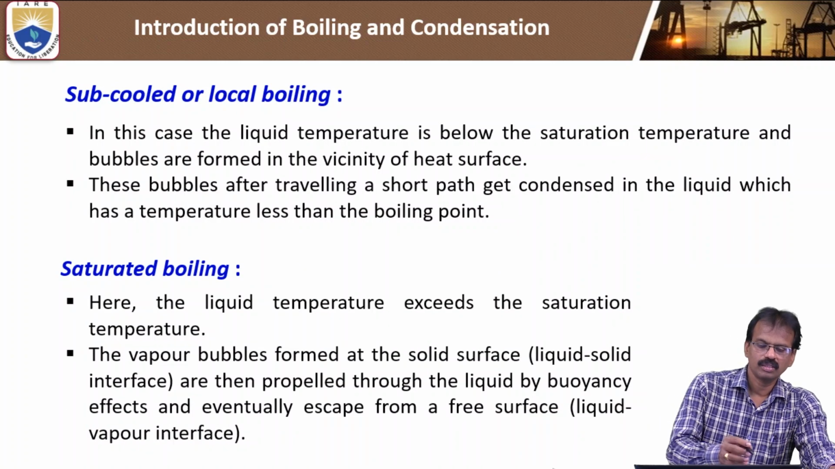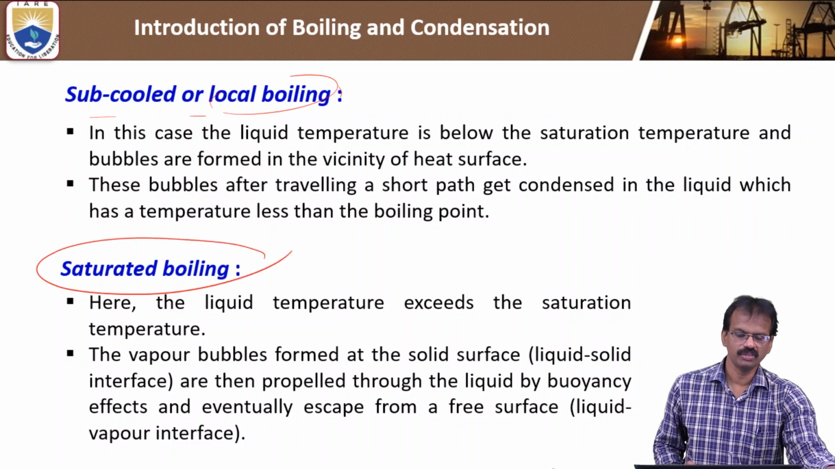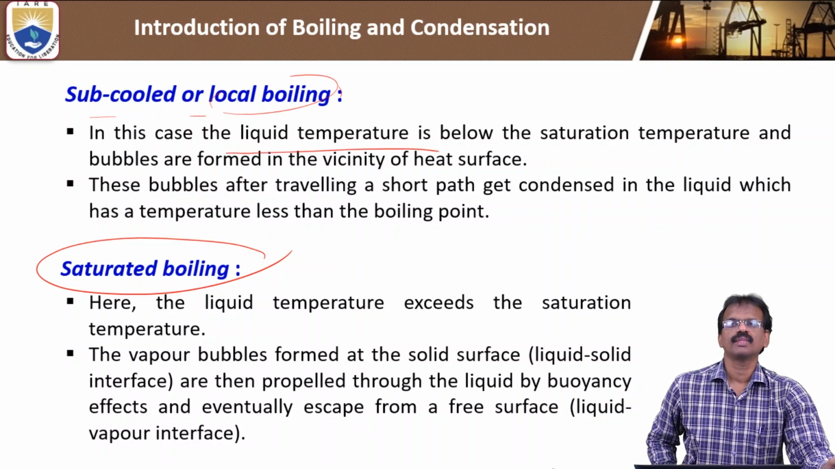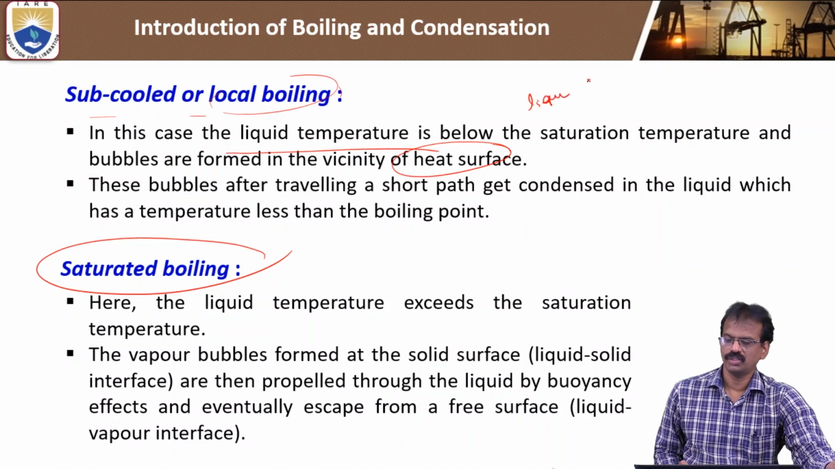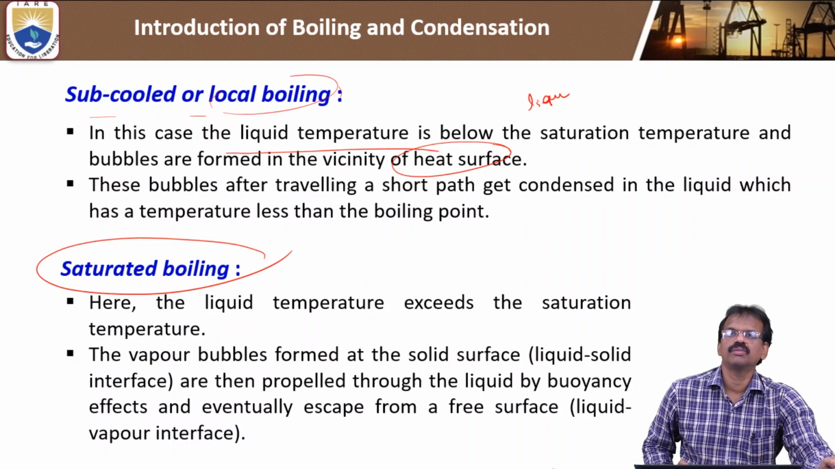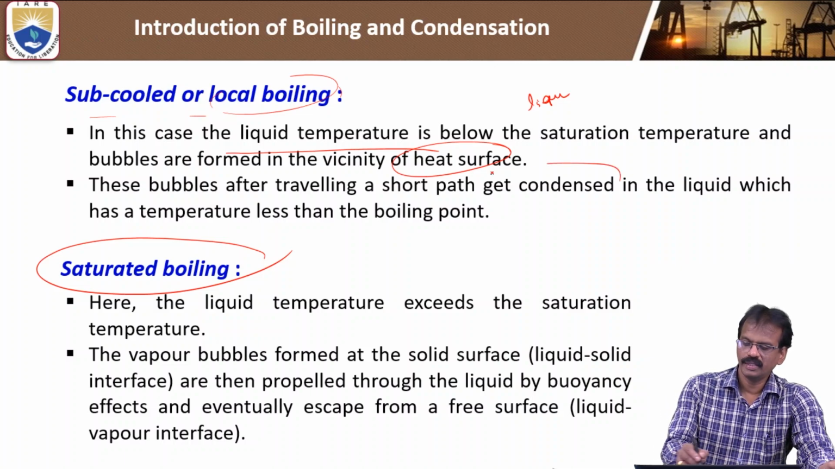Now we'll see subcooled or local boiling and saturated boiling. So two more classifications. In this case, the liquid temperature is below the saturation temperature. Bubbles are formed in the vicinity of the heated surface. These bubbles, after traveling a short path, get condensed.